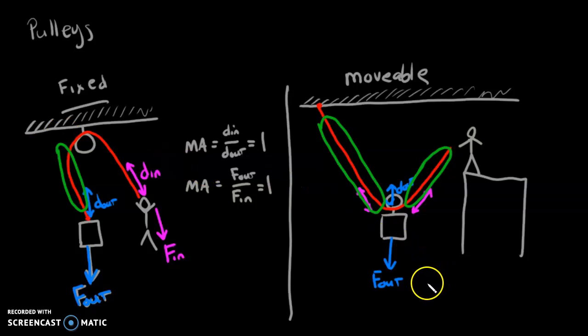So in this case, my mechanical advantage equals my distance in, which is 2 times my distance out, divided by whatever my distance out was, right? Because my distance out's here. Each of these ropes has to move that distance, so 2 times distance out, which means I get a mechanical advantage of 2.